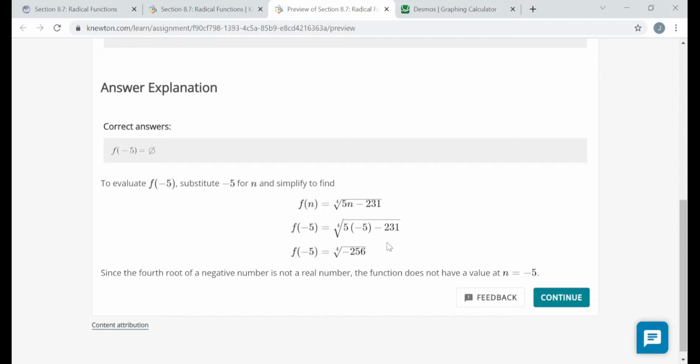Now, if you got it wrong, definitely read the answer explanations. Make sure you can figure out where you went wrong, why you were wrong, and hopefully you'll learn from those mistakes and do better in the future. All right, so let's continue on.